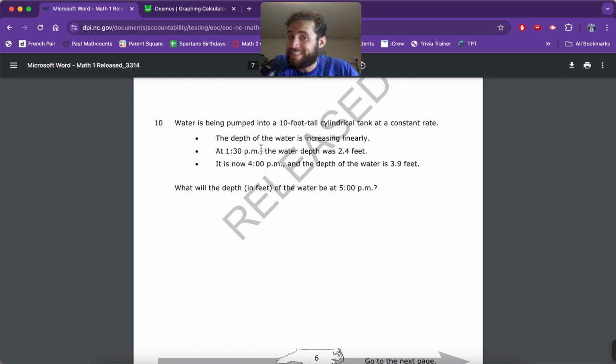So they did not say it starts out empty. Some of my students will do this, will say, well, it took an hour and a half for it to get to 2.4. They also didn't say it starts filling up at noon or anything. So you're not doing this as a proportion of 2.4 over 1.5 equals x over 5. Don't do anything like that, because that's not what it's looking for.